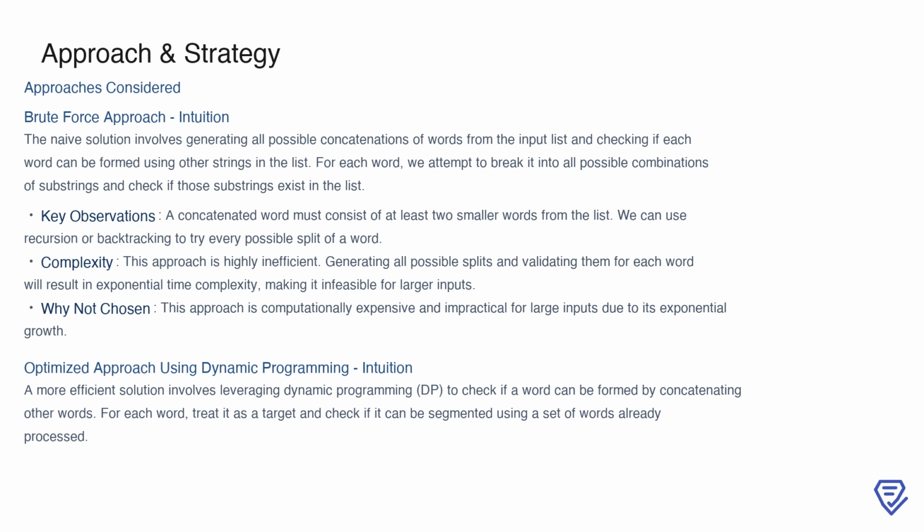To solve the problem of finding concatenated words, one approach we considered was the brute force method. The intuition here is to generate all possible concatenations of words from the input list and check if each word can be formed using other words in the list. This involves breaking the word into every possible combination of substrings and verifying if those substrings exist in the list. A key observation is that a concatenated word must consist of at least two smaller words, and we can use recursion or backtracking to try every possible way to split a word.